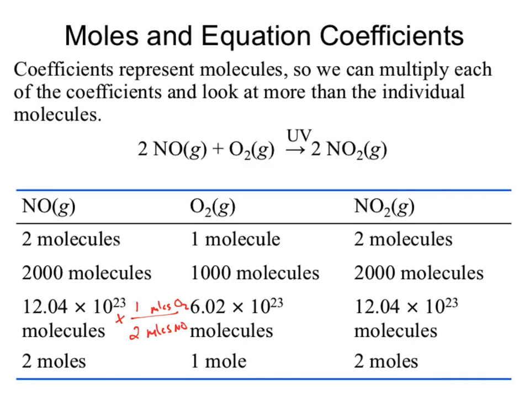Okay, that would work also for the other one. Why did they scale it up by that much? I mean, that seems like kind of a weird random number to scale up. What did they scale it up by? 10 to the 23rd, Avogadro's number. 12.04 times 10 to the 23rd is merely 2 times 6.022 times 10 to the 23rd, also known as a mole.